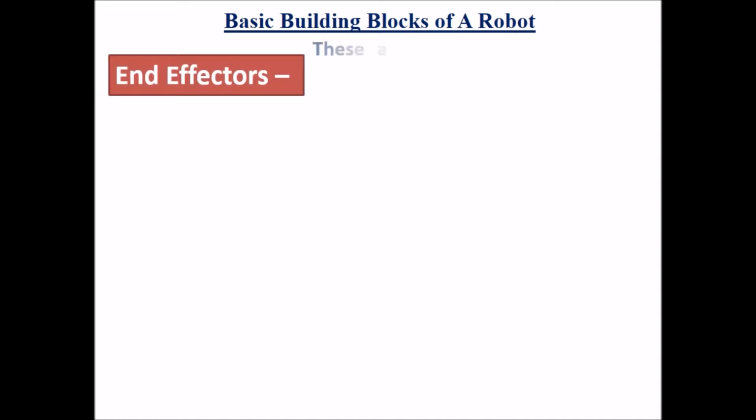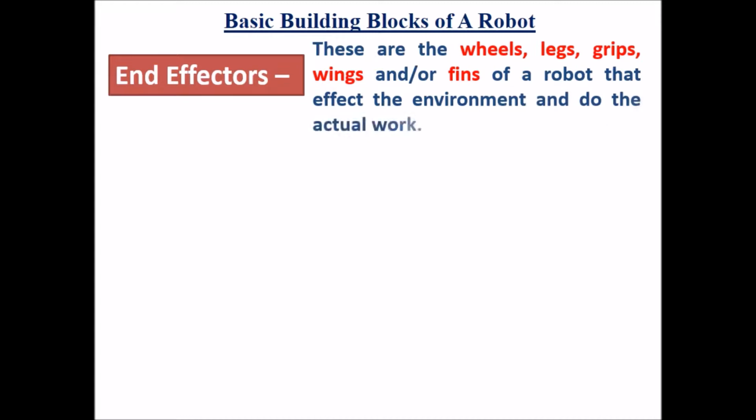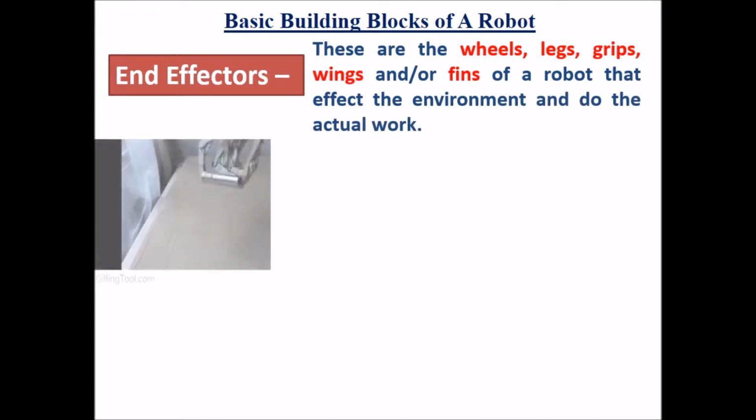End effectors. These are the wheels, legs, grips, wings or fins of the robot that affect the environment and do the actual work.